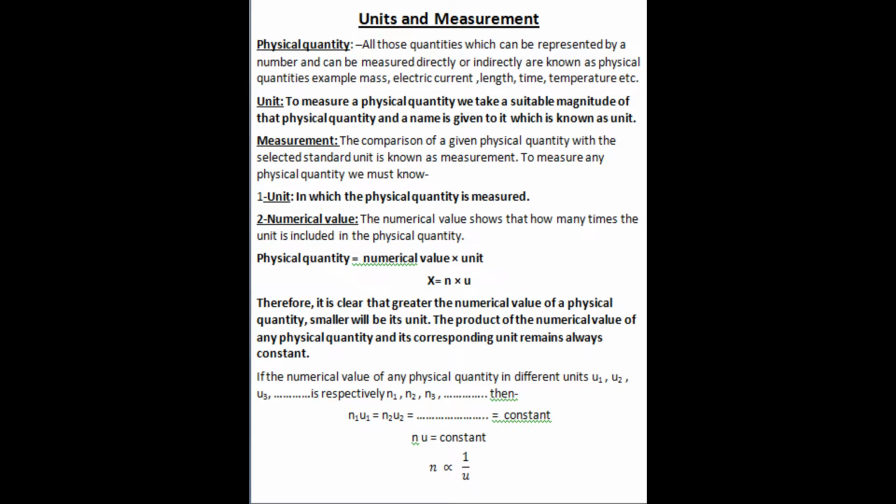If the physical quantity is x, numerical value is n, and unit is u, then x is equal to n into u. Therefore, it is clear that greater the numerical value of a physical quantity, smaller will be its unit.